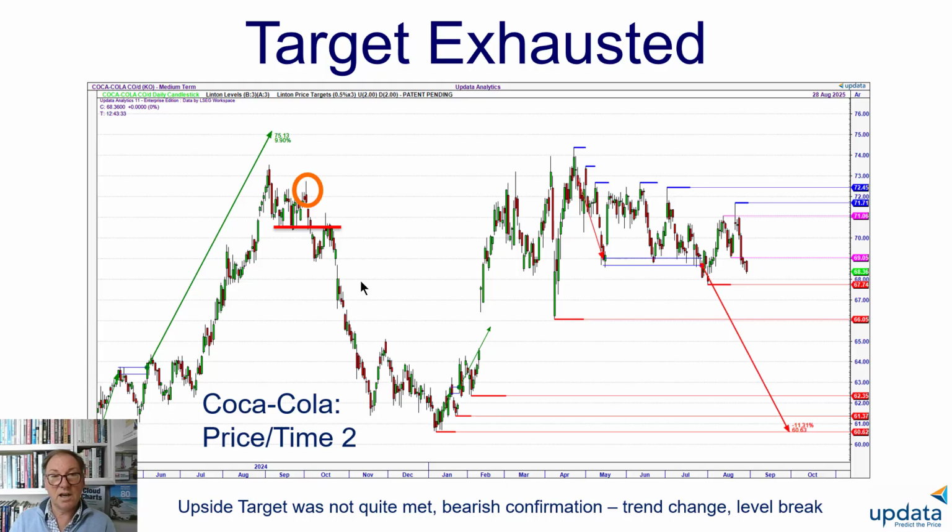So an upside target not quite met is bearish confirmation. That's a little bit of bearish confirmation, and so you would be bearish certainly when you get the lower high, lower low, and you say, "Oh, that's bearish because we just didn't quite get to the target."